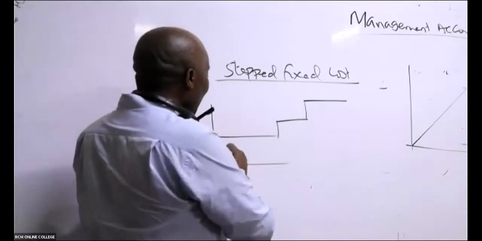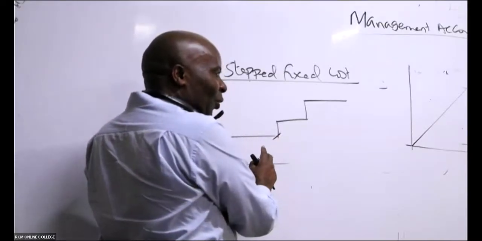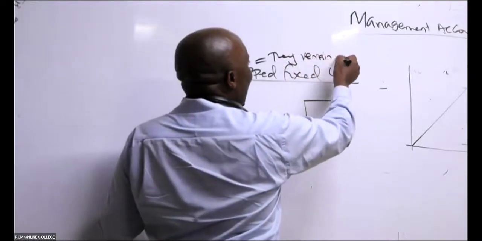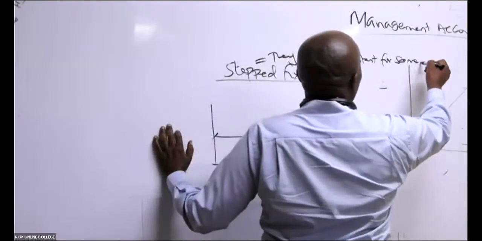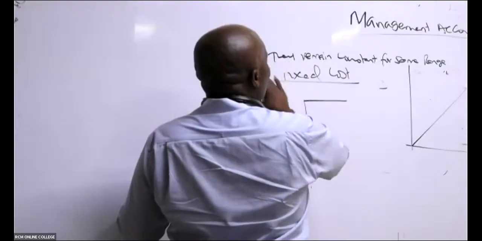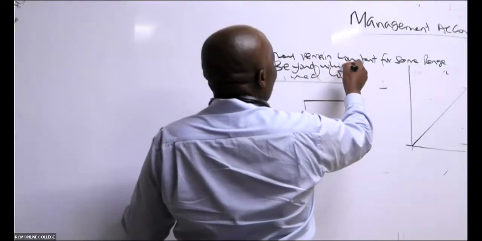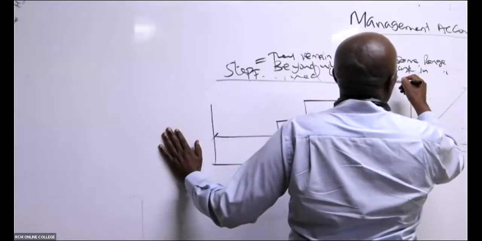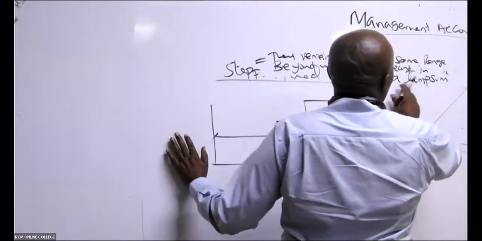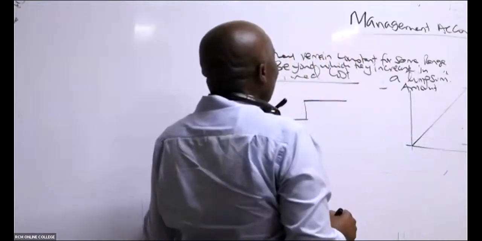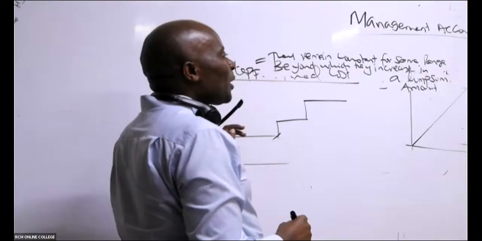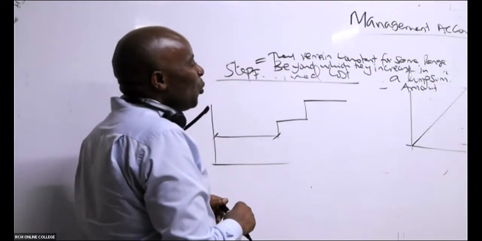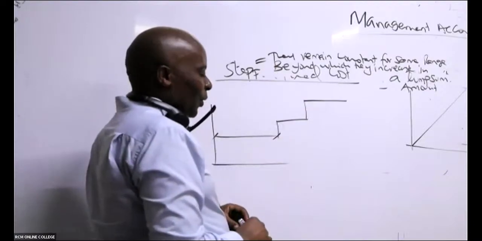So stepped fixed costs, ladies and gentlemen, remain constant for some range, beyond which they increase in a lump sum amount. So stepped fixed costs remain constant for some range, beyond which they increase in a lump sum amount. Of course, I'm not finished writing that. So the lump sum is the step.